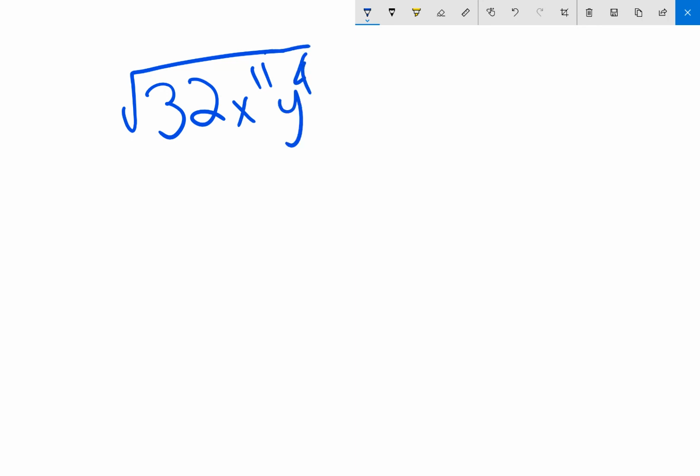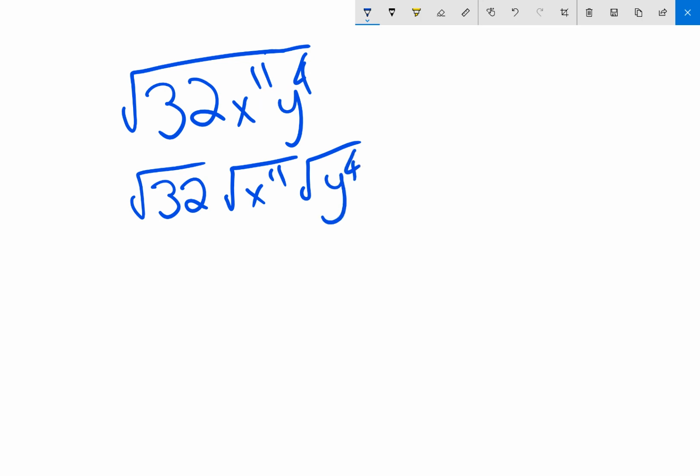Number 5, simplify the square root of 32, x to the 11th, y to the 4th. So we're going to treat this the same way we treated the last one. We're going to separate these into their own parts. Square root of 32, square root of x to the 11th, square root of y to the 4th. So I'll do them off to the side again. Square root of 32. Now 32 is not a perfect square.